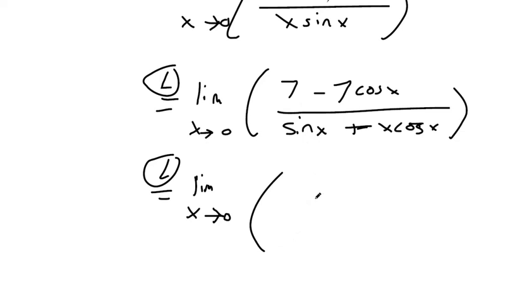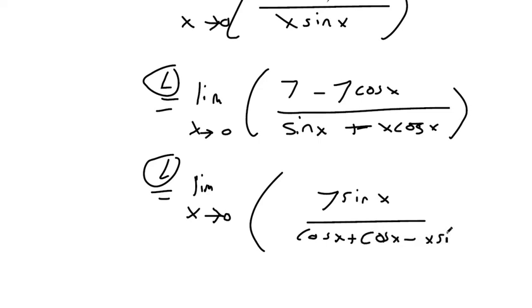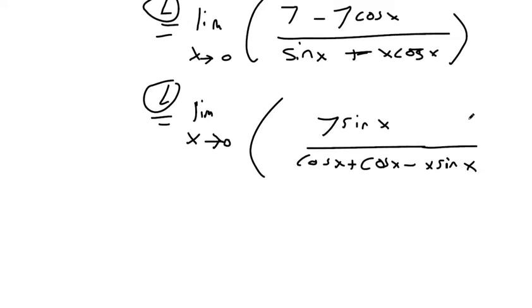So the derivative of 7 is 0. The derivative of negative cosine is negative sine, so the two negatives cancel. The derivative of sine is cosine. And then we need product rule again over here. So this is cosine x. And then this is going to be minus x sine x, because the derivative of cosine is negative sine.